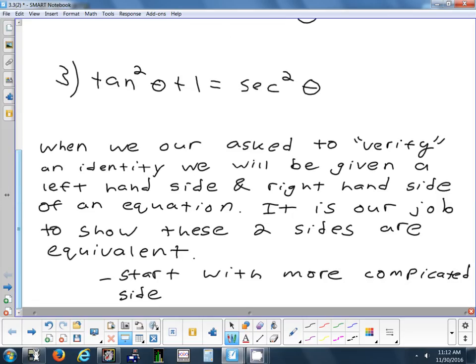My advice is always start with the side that looks more complicated. It's a lot easier to take something that looks complicated and cross things out and simplify it than it is to take something that's already simplified and just add stuff that you don't even know what to add. So start with the side that's more complicated and try to simplify it to the other side. If both sides look like about the same level of difficulty, then in that case it doesn't matter which side you start with.